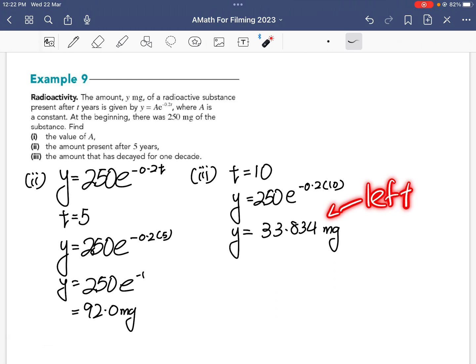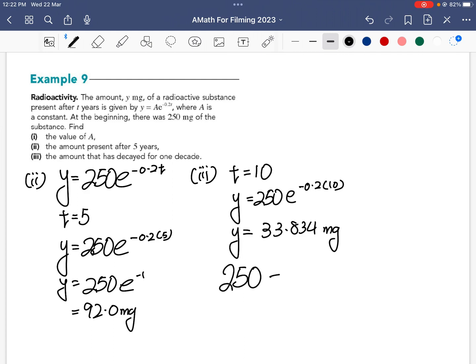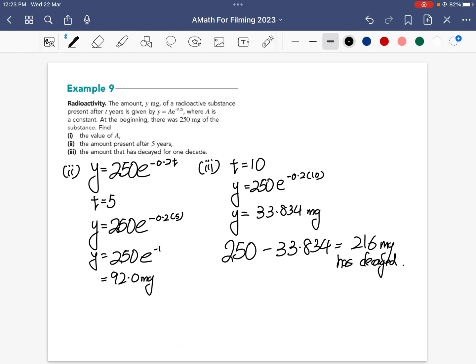This amount that is left is not what we want. We want to know how much has decayed or disappeared. So in order to do that, I need to take my initial value of 250 milligrams minus 33.834. What I find is that 216 milligrams has decayed. So be very careful, they're not asking you for how much is left, they ask you for how much has disappeared or how much has decayed. So 216 milligrams has decayed.